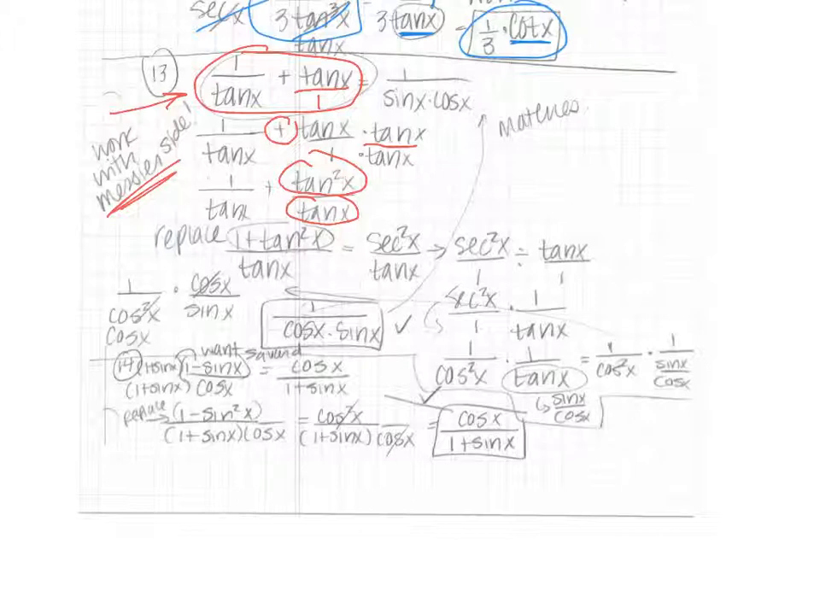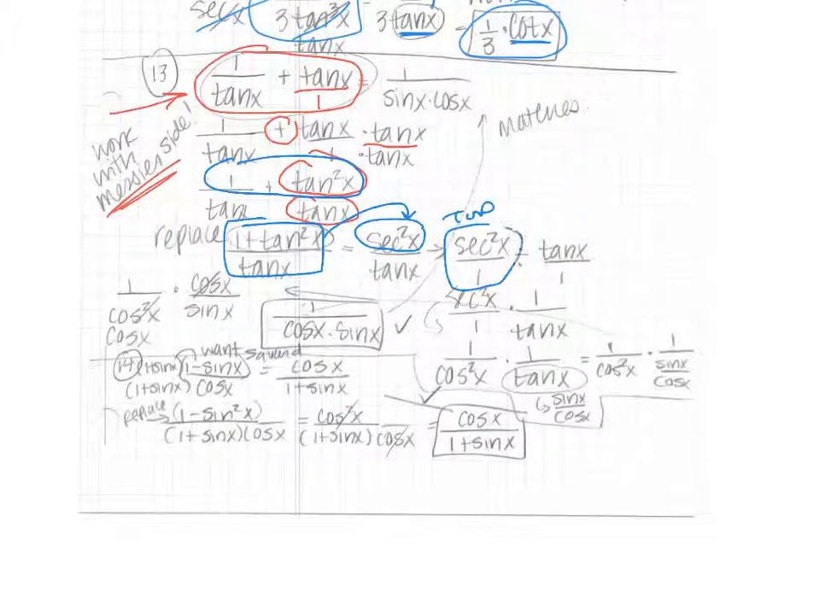Now we can add these two fractions because both denominators are tan x. So on top we have 1 plus tan squared x, and in the denominator we have tan x. We see ones and squared, so we can replace the 1 plus tan squared x with secant squared. And we know that if we have the numerator, secant squared, divided by the denominator, tan x, we can then change to multiplication.